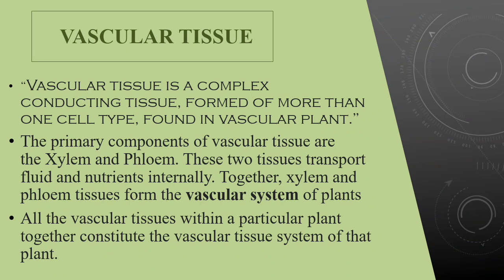The primary components of vascular tissues are xylem and phloem. These two tissues transport fluid and nutrients internally. Together, xylem and phloem tissues form the vascular system of plants. All the vascular tissues within a particular plant together constitute the vascular tissue system of that plant.